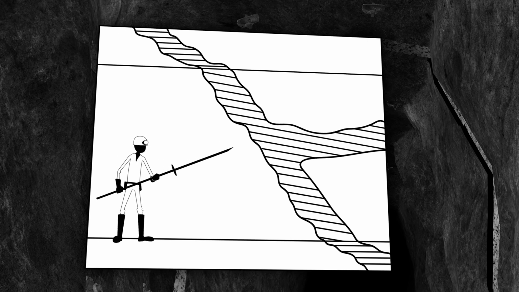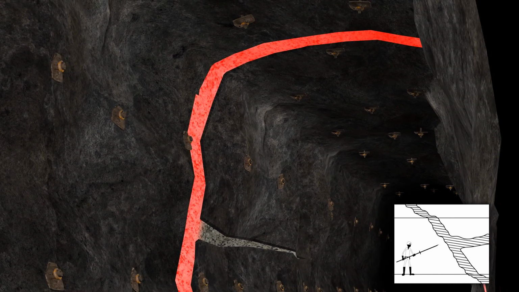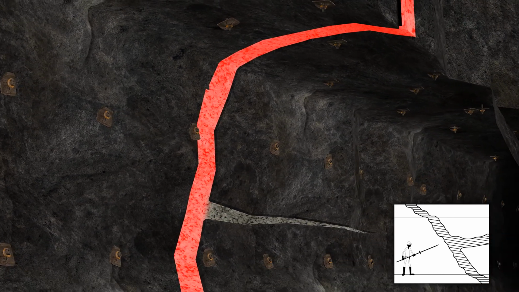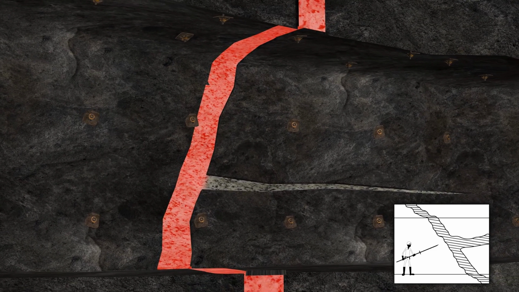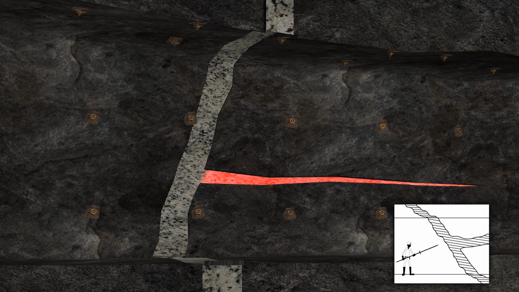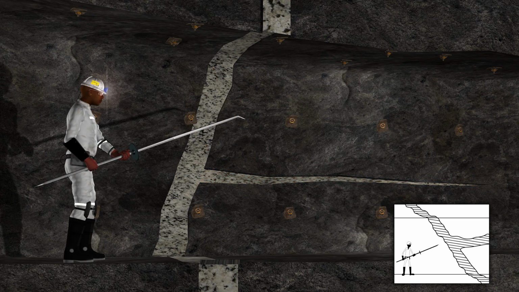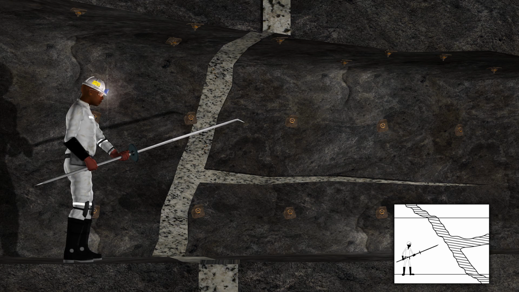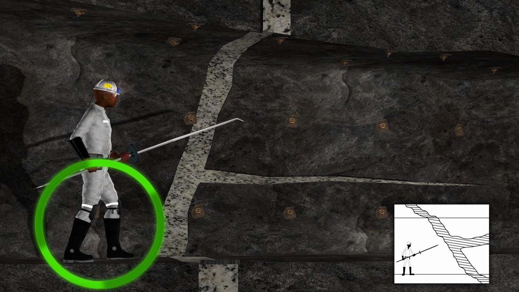Dikes and other intrusions. Dikes are described as vertical or steeply dipping sheets of igneous rock. They are mostly parallel-sided features. A sill is a flatly dipping or horizontal sheet of igneous rock. Barring in dike areas is sometimes quite difficult because the rock can be stronger and more competent than the surrounding rock. Position yourself carefully when barring dikes.